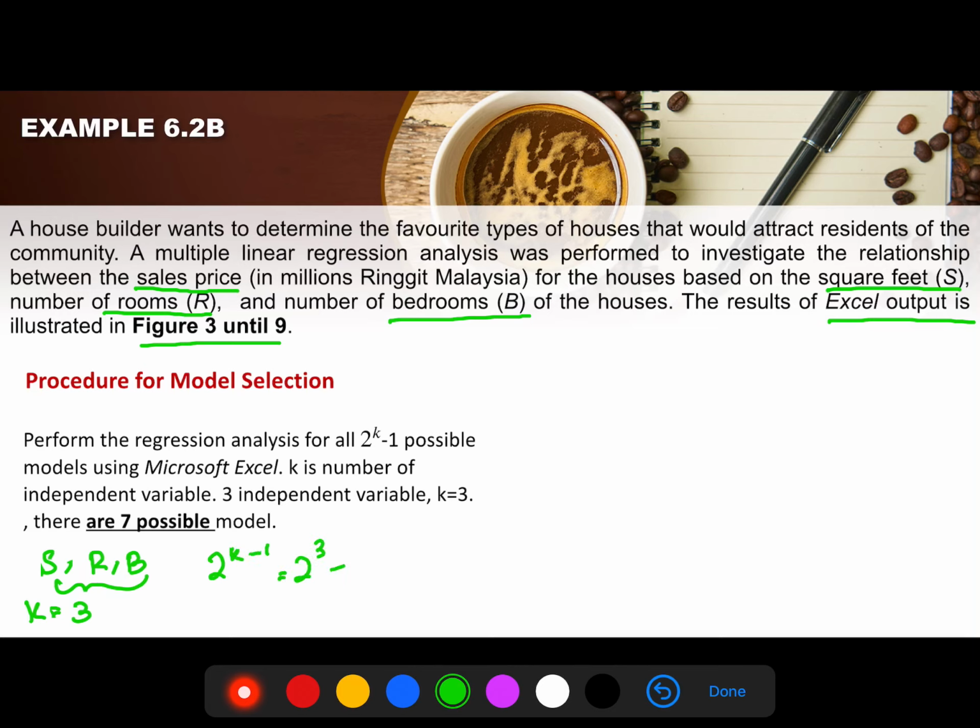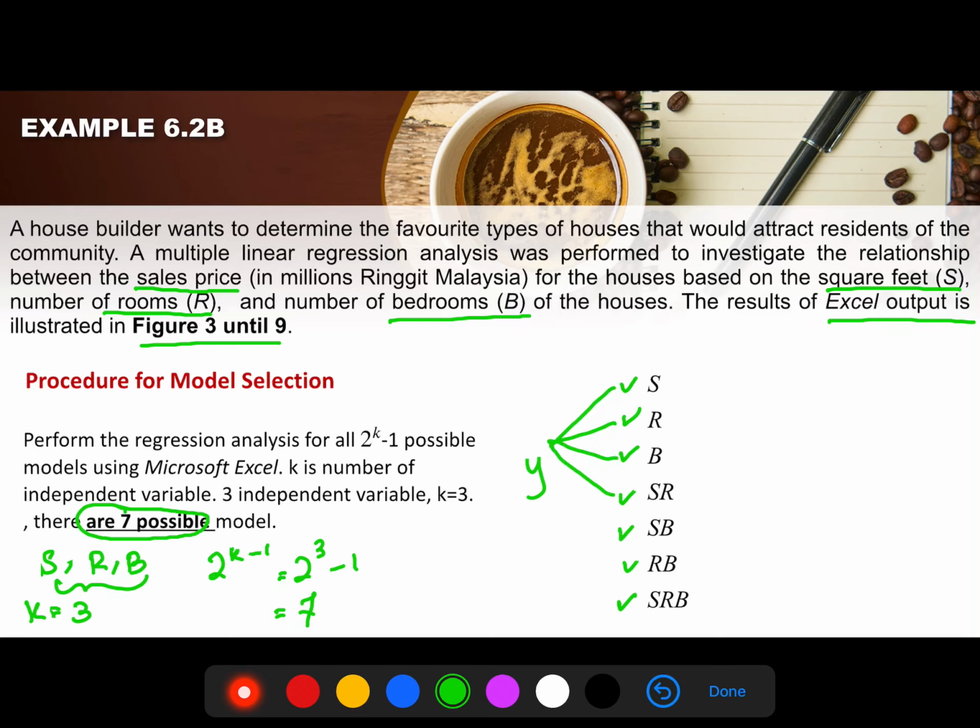2 to the power of 3 minus 1 equals 7. So there are 7 possible models. So what are the 7 possible models? S, R, B, SR, SB, RB, SRB. Y is related to S, R, B. Y related to SR, Y related to SB, Y related to RB, and Y related to SRB.